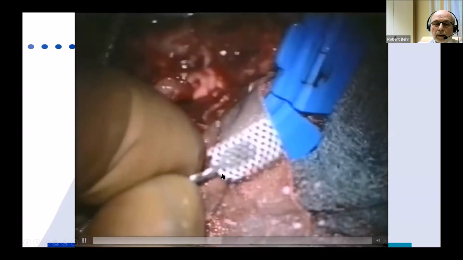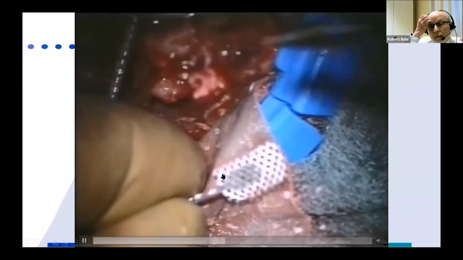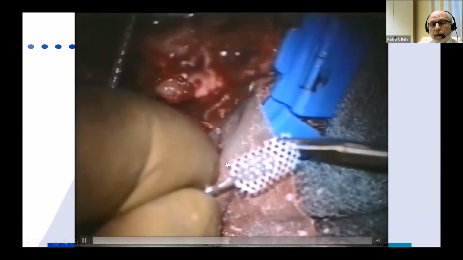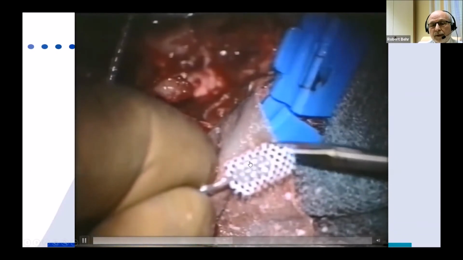So next step, it is a little bit difficult to see, but I think you can see it here. It's a little bit translucent. This is the 4-contact test electrode. You put it into the lateral recess and do the stimulation of all the 4 contacts which are possible and find the best place. And then you cut the mesh of the stimulating electrode.